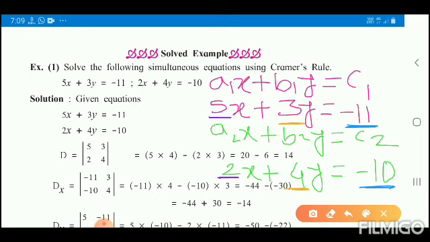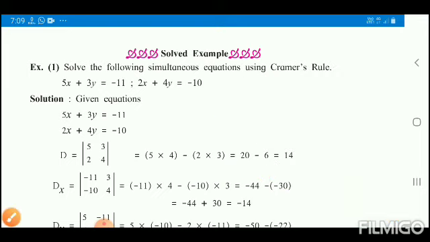Now you know that D means the values of a1, a2 and b1, b2. So we have written here the values such as 5, 3, 2, 4. Now here we have to apply the rule AD minus BC. So here 5 multiplied by 4 minus 2 multiplied by 3. So your answer will come 14.